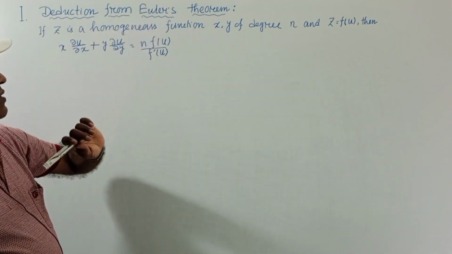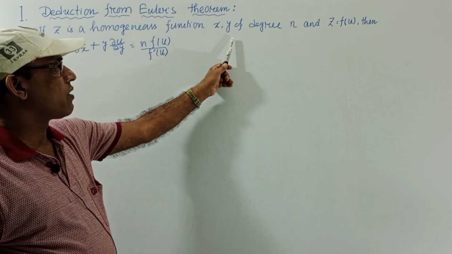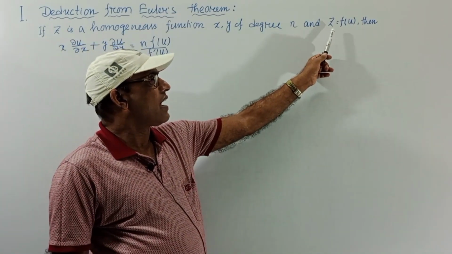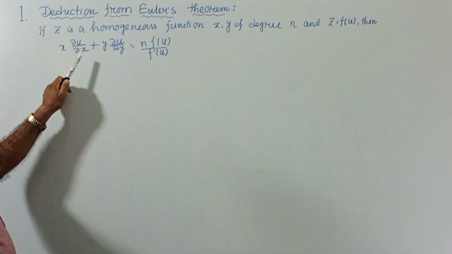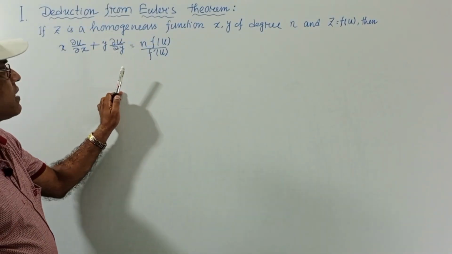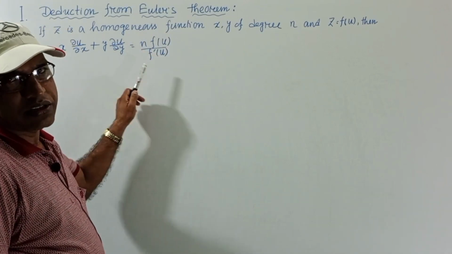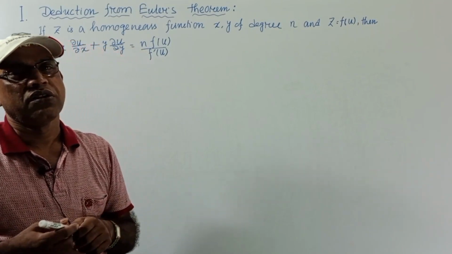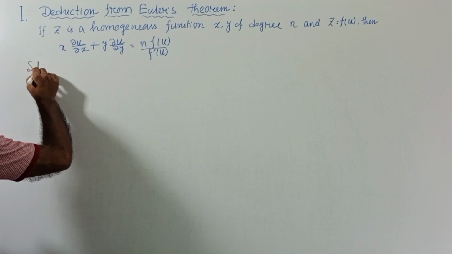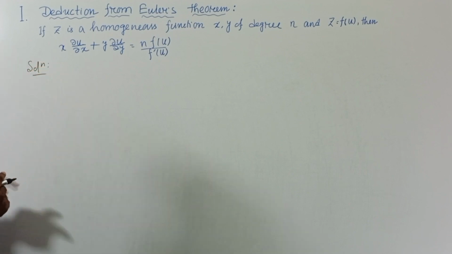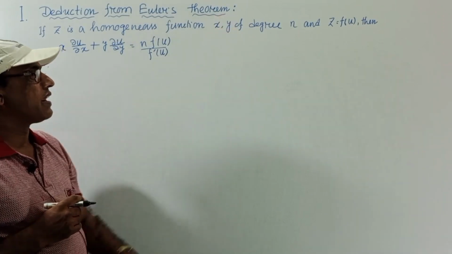Deduction from Euler's theorem. If z is a homogeneous function of x, y of degree n and z equal to f of u, then x del u del x plus y del u del y equal to n f of u by f dash u. This is deduction 1. Now we consider the solution. Here, given z is a homogeneous function of x, y of degree n.